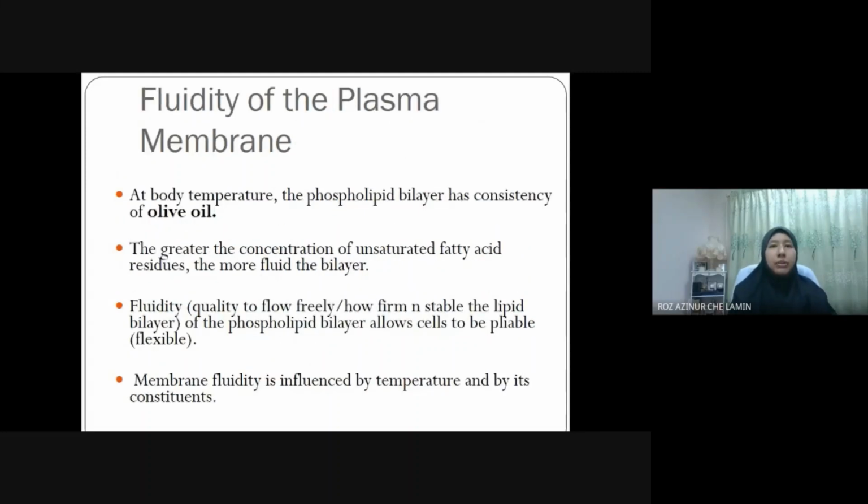For the fluidity of the plasma membrane, at body temperature, the phospholipid bilayer has a consistency like olive oil. So the greater the concentration of unsaturated fatty acid residue, the more fluid the bilayer. Fluidity is a quality of flowing freely, or how firm and stable the lipid bilayer of the phospholipid layer is, and it allows cells to be pliable or flexible. So the membrane fluidity is influenced by the temperature and its constituents.